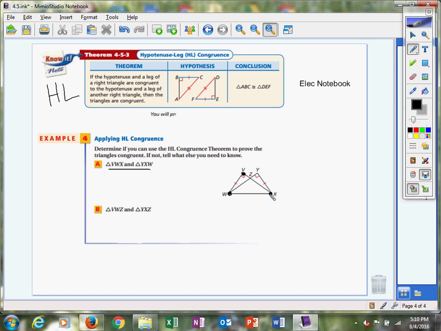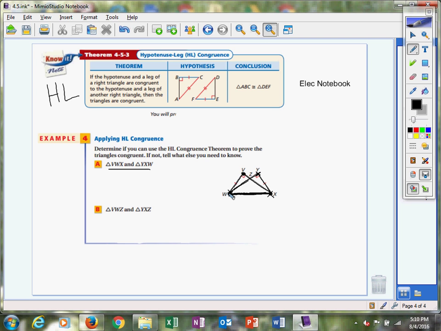And then we've got Y, X, and W, okay? Now, the way that they're written, let me kind of separate them out. Notice that they're sharing, this is their hypotenuse. This is the hypotenuse of this triangle here. This is also the hypotenuse of this triangle here. Do you see that? They share a hypotenuse, okay?